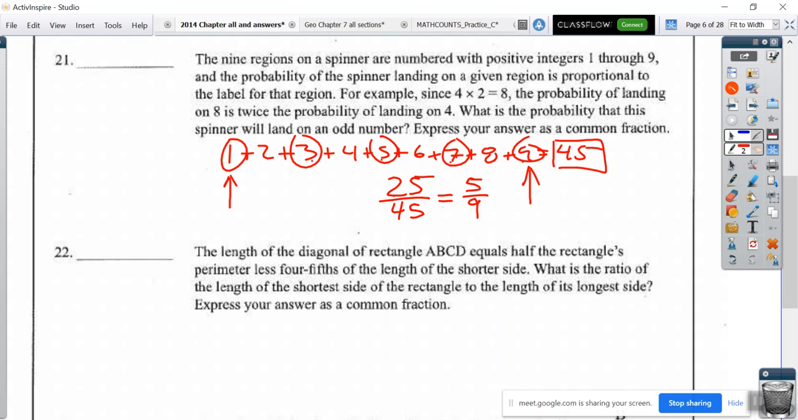Are there questions for Avery? Okie dokie. All right, so number 22.